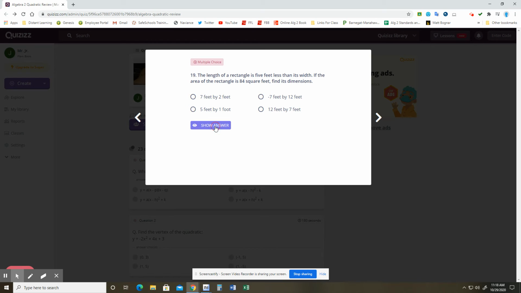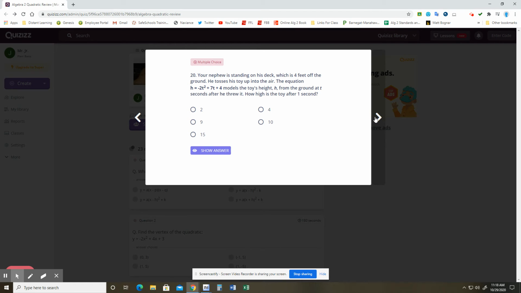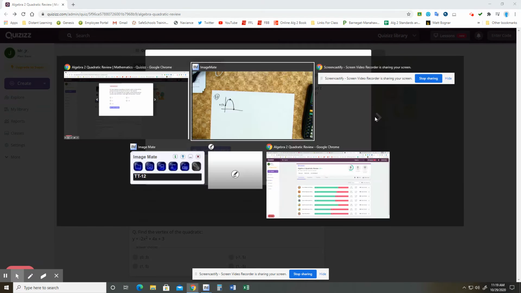Yep, there it is. Number 20, another word problem, because I love word problems. You should know that about me by now. Your nephew is standing on his deck, which is 4 feet off the ground. He tosses his toy up in the air. The equation models the toy's height. How high is the toy after 1 second? Now, if you're going to visualize this, what is he, 4 feet off the ground? 4 feet. He tosses the toy. I don't know how high or how low this kid tosses the toy. There it is right there.